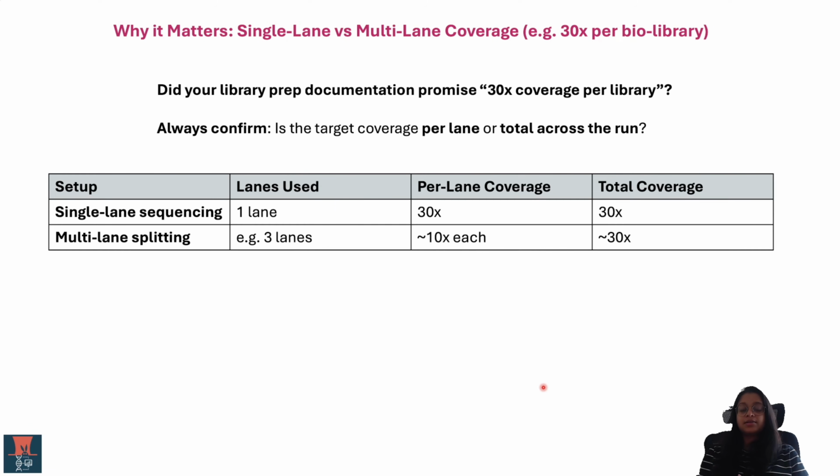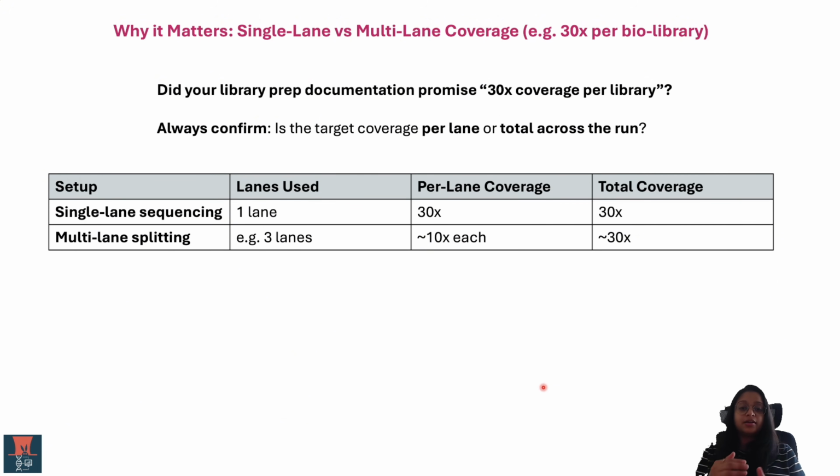It's important for us to clarify this point, especially when a library preparation document promises a 30x coverage per library. It is important to question whether that means one library per lane yielding 30x from a single lane, or pooled across multiple lanes, that is 30x in total, which provides us a 10x coverage on average per lane. So it's always important to confirm whether the coverage that is expected out of the library is per lane or is across the total run.